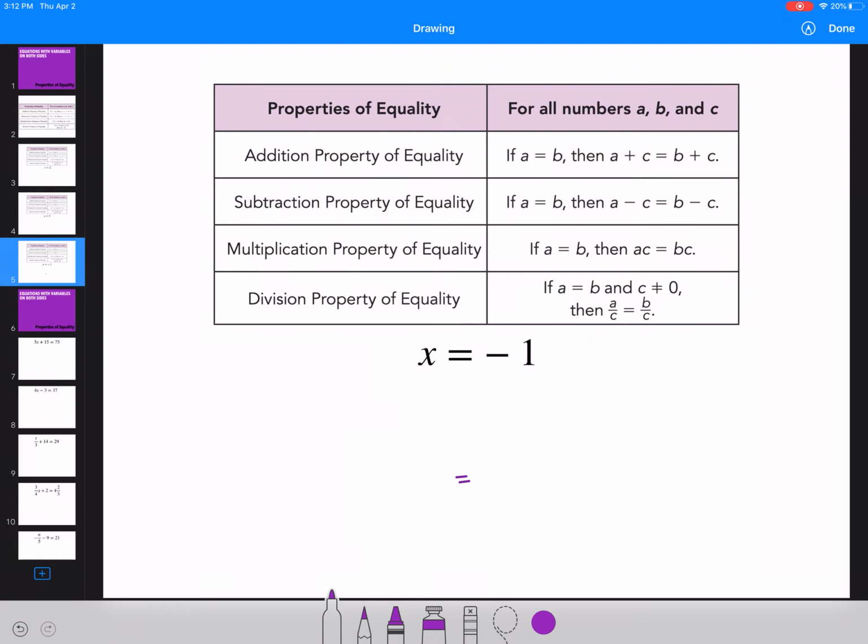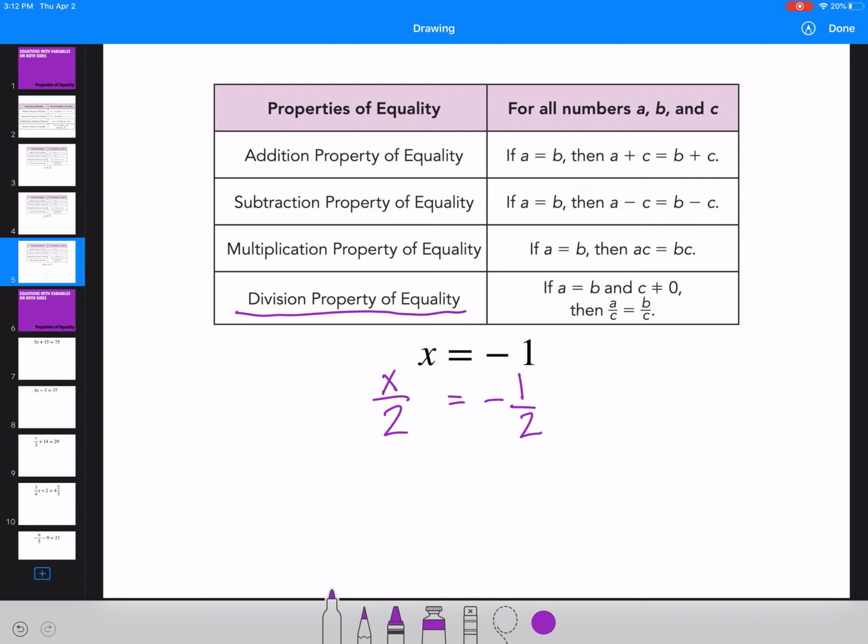Let's try it again here. We have x equals negative 1. I'm going to start with the division property of equality. So I'm going to divide both sides by 2. X divided by 2, same as negative 1 divided by 2.